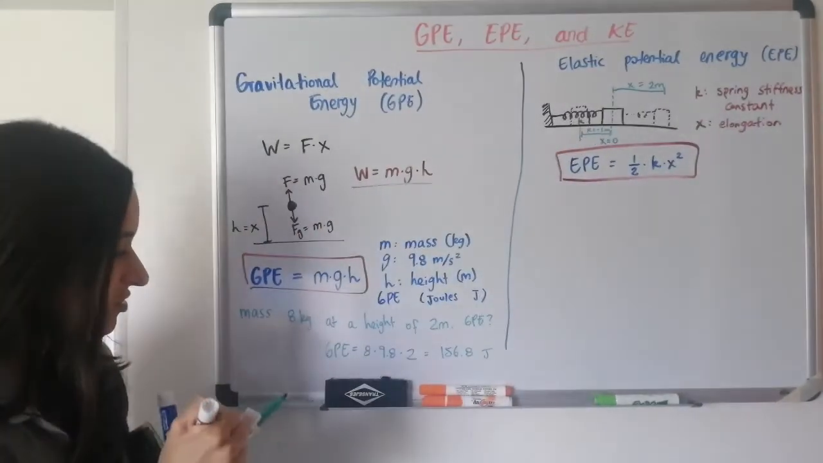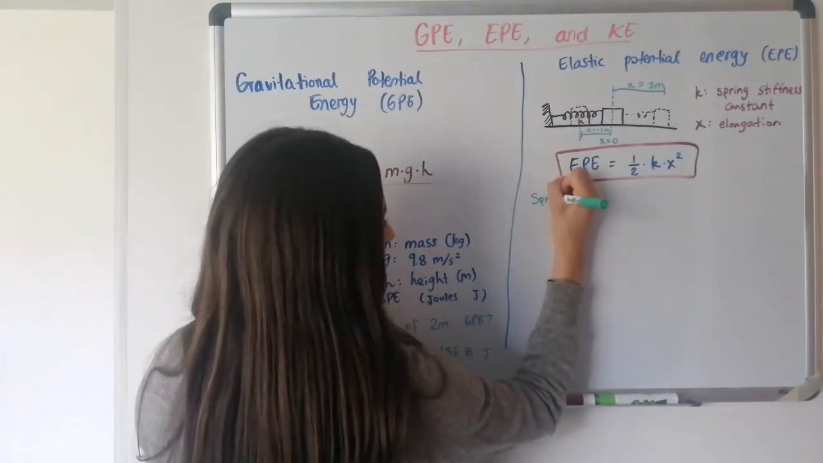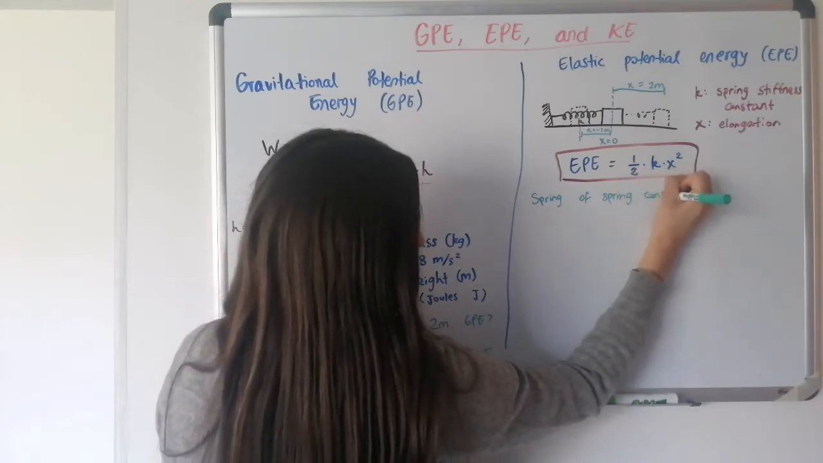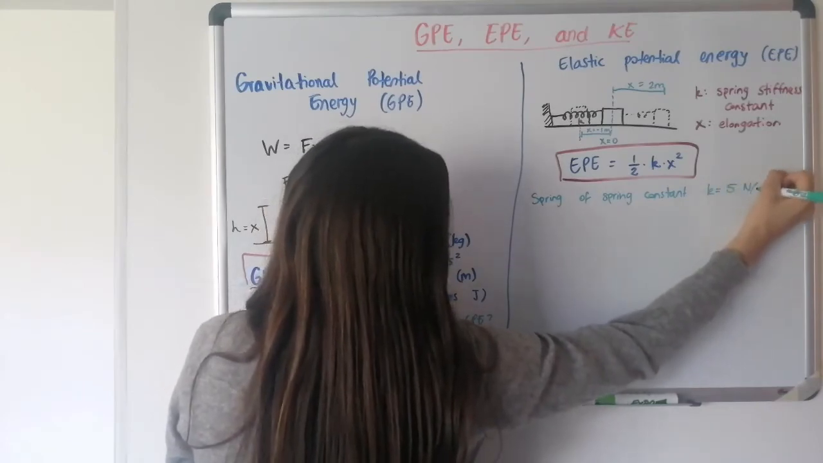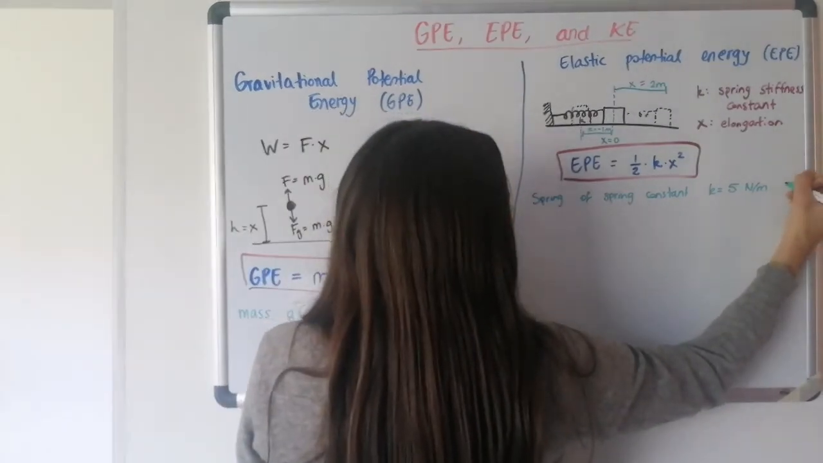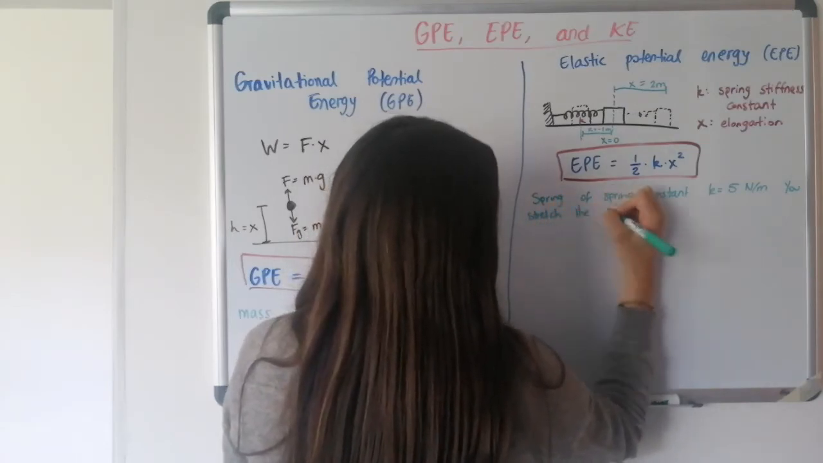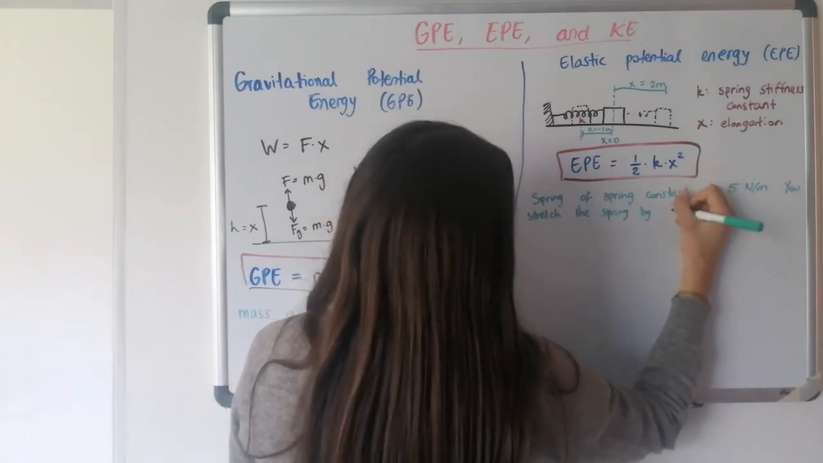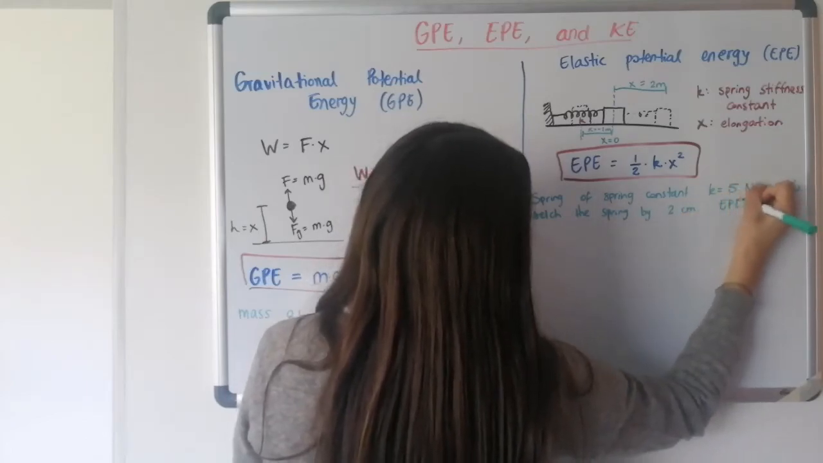So we can try an example, just like before. So we have a spring of spring constant K equals 5. And the unit of the constant is newtons per meter. And you stretch or elongate the spring by 2 centimeters. What is the elastic potential energy?